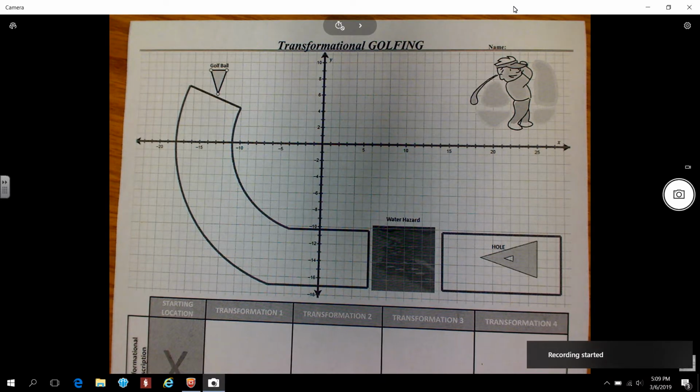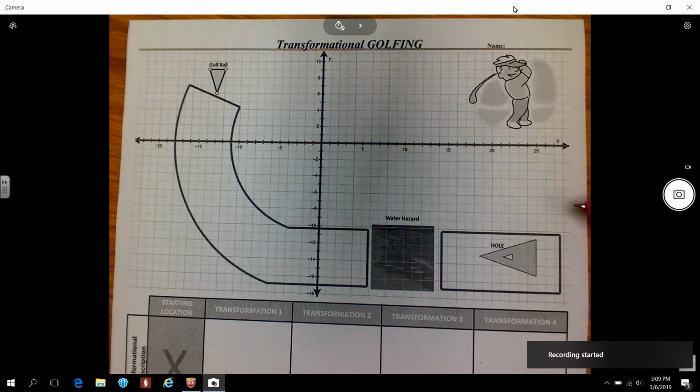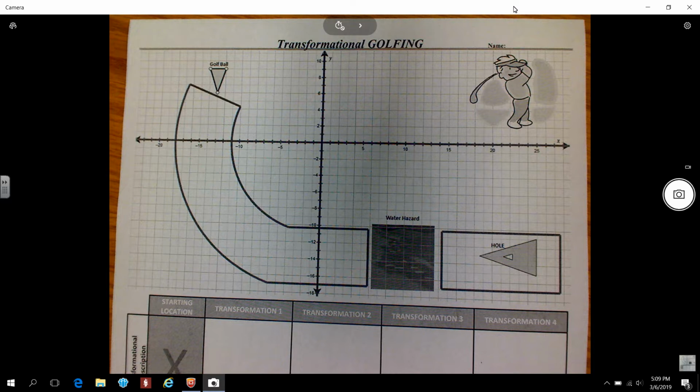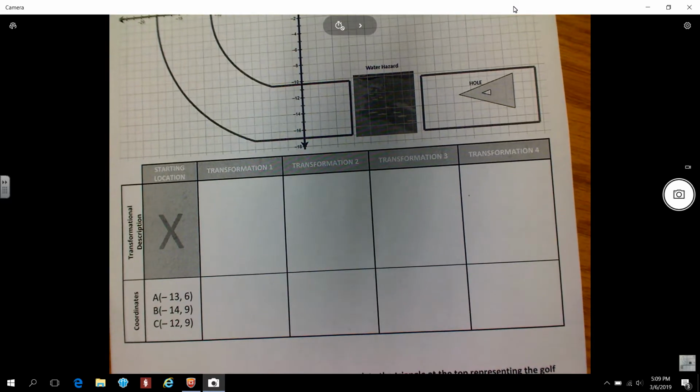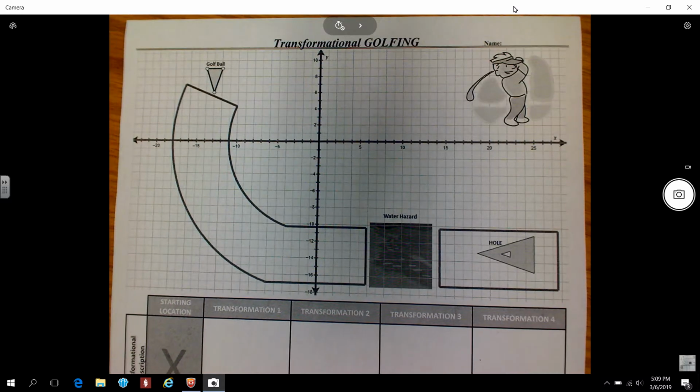Hopefully this one works. I'm going to try to go really quickly through my example of the transformation golfing project. I'm not going to go through details about how to create your golf course because you need to be able to create that on your own. After I have created the golf course, I've thought through the different transformations I want to make, so make sure that you are including the correct information. This can also be helpful just to give you more practice with graphing transformations.